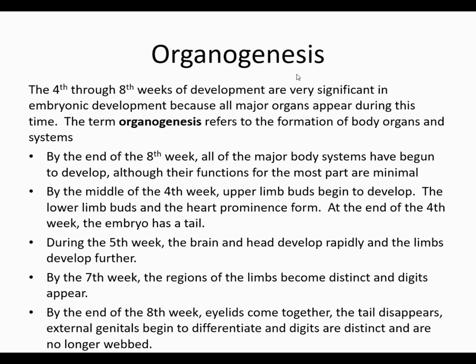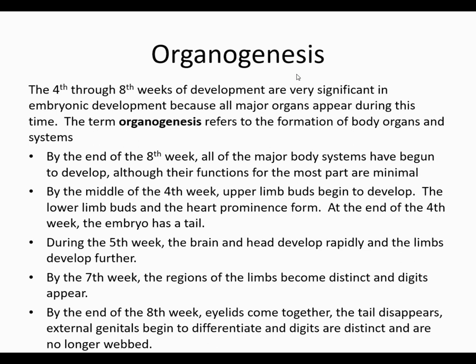By the middle of the 4th week, the upper limb buds begin to develop, and the lower limb buds and the heart prominence form. At the end of the 4th week, the embryo has a tail. During the 5th week, brain and head develop rapidly and the limbs develop further. By the 7th week, regions of the limbs become distinct and digits appear. By the end of the 8th week, eyelids come together, the tail disappears, external genitalia begin to differentiate, and digits are distinct and no longer webbed. So when a female is pregnant, this is between the end of the 1st month and the 2nd month. So it's still the 1st trimester.